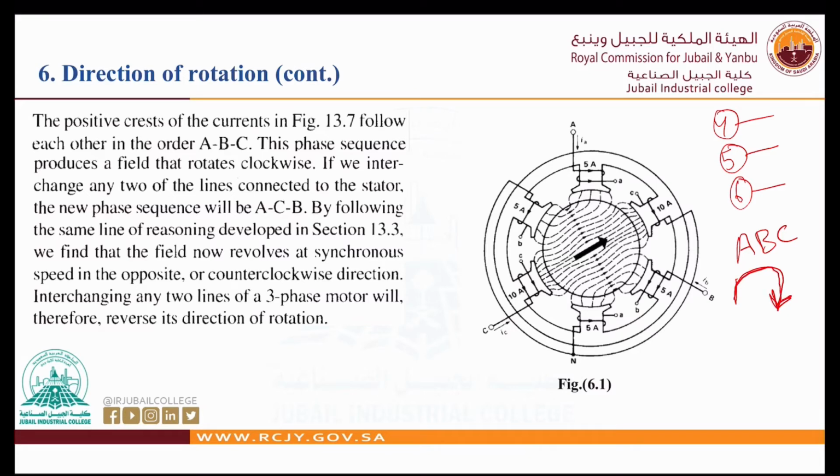Now, if we interchange between them, let's say I connect not 4, 5, 6, but 5, 4, 6. Then we will have a system which is called ACB, and we will have a rotating magnetic field in the other direction, which is called reverse direction, counterclockwise or anti-clockwise. This is only the principle of the direction of rotation.